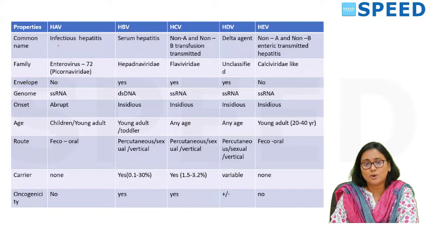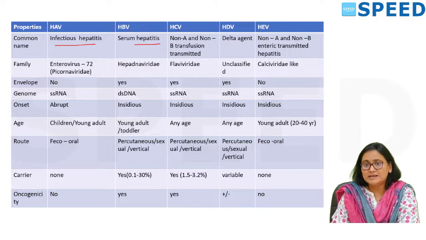Hepatitis A is called infectious hepatitis. B is called serum hepatitis. C is called non-A, non-B transfusion transmitted hepatitis. D is called delta agent and E is non-A, non-B enteric transmitted hepatitis. Okay.